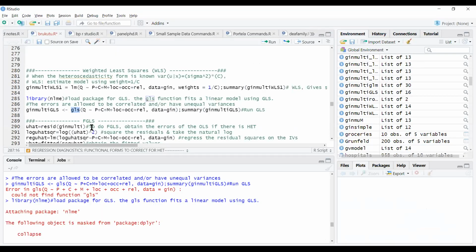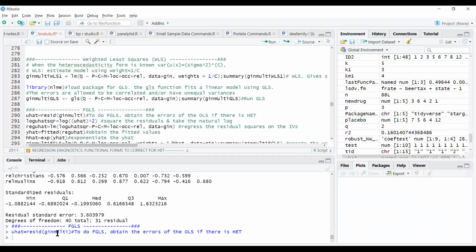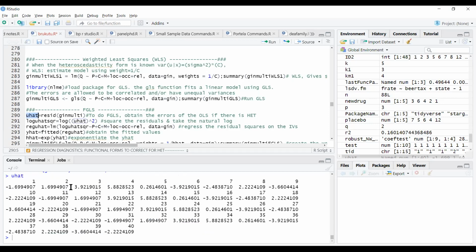So this command that you see me highlight takes the residuals of the OLS, to obtain the errors of the OLS if there is heteroscedasticity. So let's run that. Okay, I've just run it, the residuals are here. But if you want to see the residuals, you can just highlight them like this. And then you see all of the residuals for each of the 40 observations.